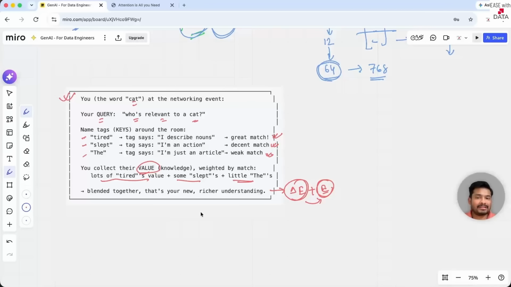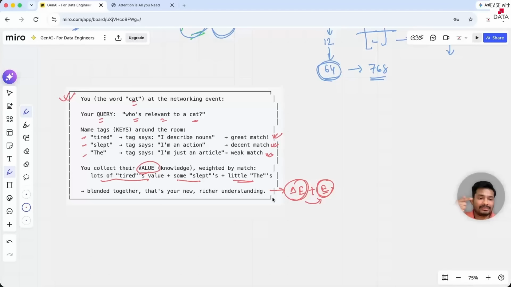So if you still think this is complicated, let me give you one more example. Consider I want to search something on Google. So my query is I want to learn LLM. Now there are different pages that come up in your results. Each one has some title, which is the key. Consider one page says I teach LLM. The other page says I teach transformers. The third page says I teach Python.